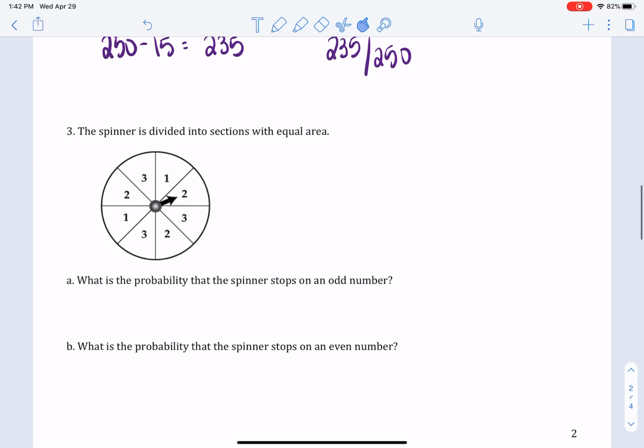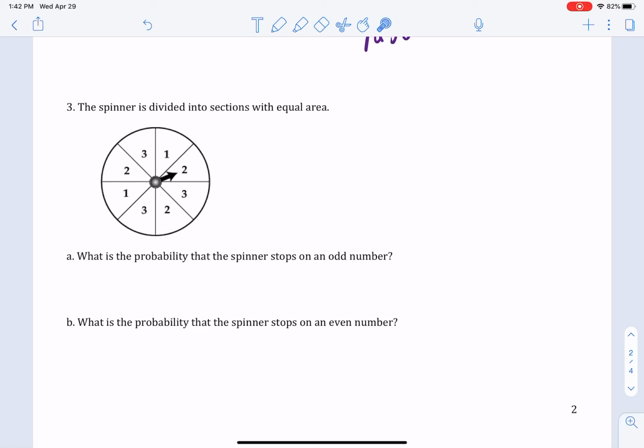Okay. For number 3, it says the spinner is divided into sections with equal area. So let's take a look here. It looks like there are 8 sections. Okay. And if we read both the questions here, it says, what is the probability that the spinner stops on an odd number? And what is the probability that the spinner stops on an even number? So we have odd number, even number. Well, let's figure out how many are odd and how many are even.